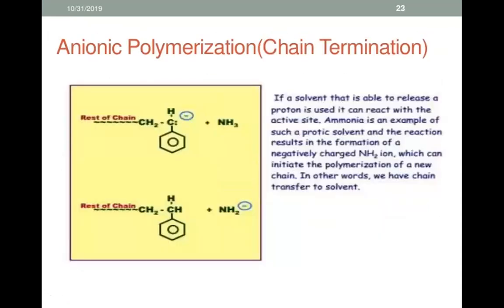Coming to the last step, that is the chain termination step. In this step, if a solvent that is able to release a proton is used, it can react with the active site. Ammonia is the best example of such a protic solvent, and the reaction results in the formation of negatively charged NH2 ion, which can initiate the polymerization of a new chain. In other words, we have a chain transfer to solvent. So in this way, the chain termination takes place.